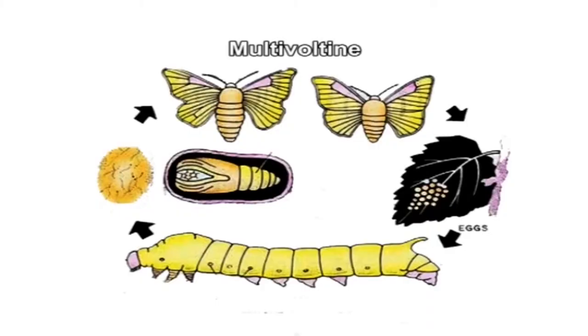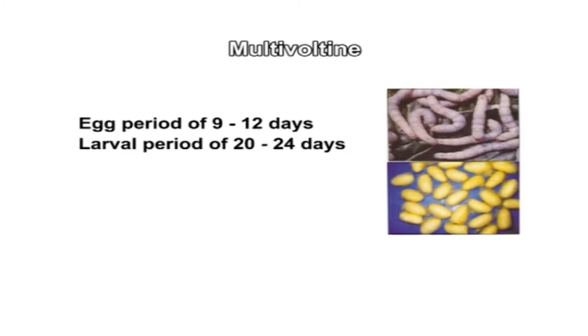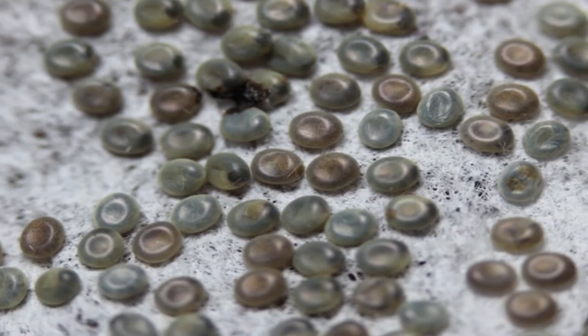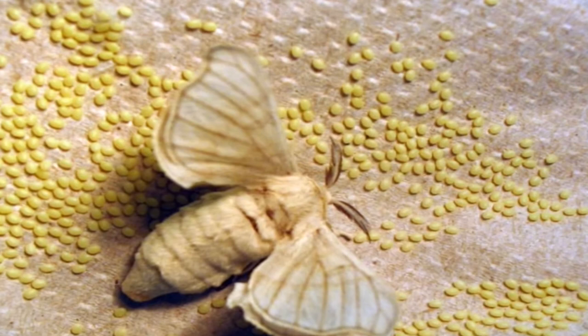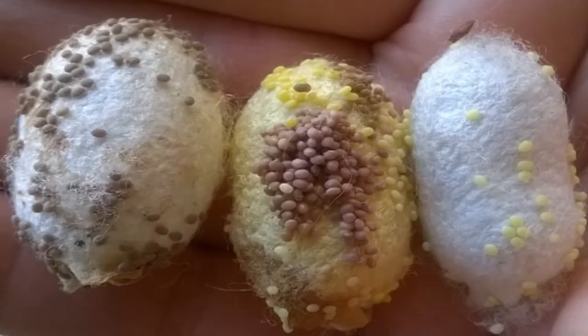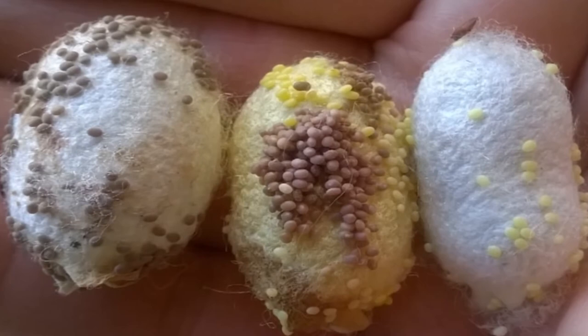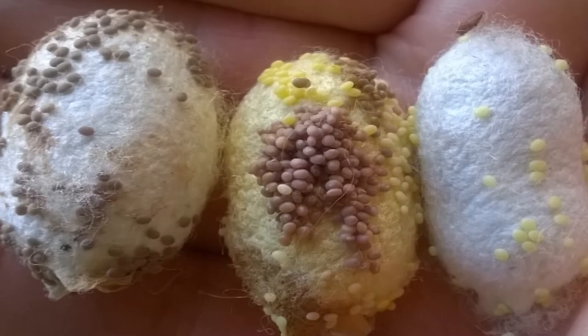Whereas the multivoltine race completes its life cycle early, with an egg period of 9 to 12 days, larval period of 20 to 24 days, pupal period of 10 to 12 days and adult lifespan of 3 to 4 days. Now let us know about each of these stages in detail. Egg is the first stage of the life cycle. A female moth lays about 400 eggs in a single laying.